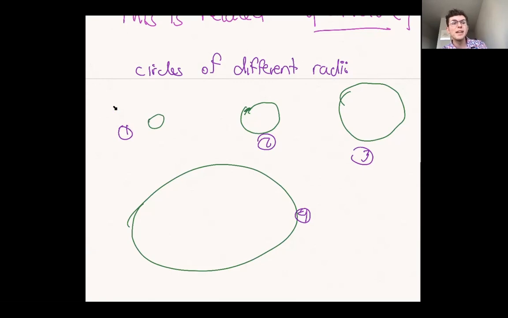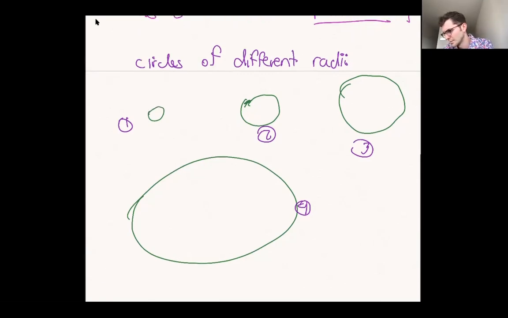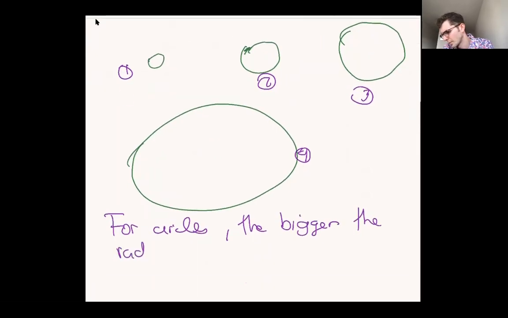Good. Which means that what one would like to say is that when a circle has bigger radius, it is curved less and less. So for circles, one would expect that the bigger the radius, the less it is curved. Is that making sense?